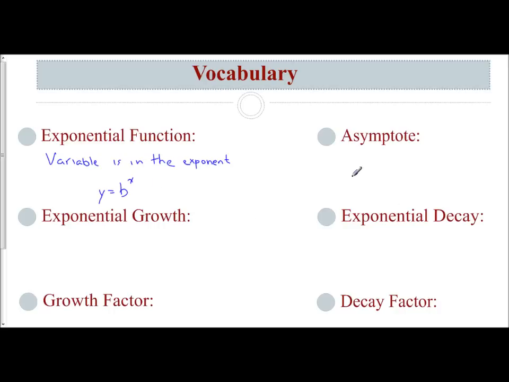When dealing with exponential functions, you're going to come across something called an asymptote. An asymptote is an imaginary line that the graph will approach but never touch.